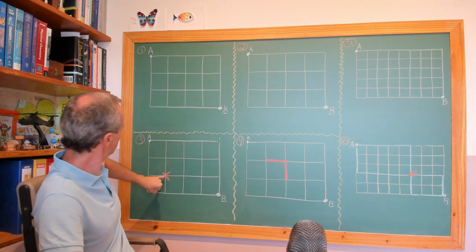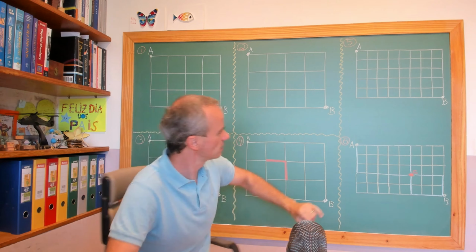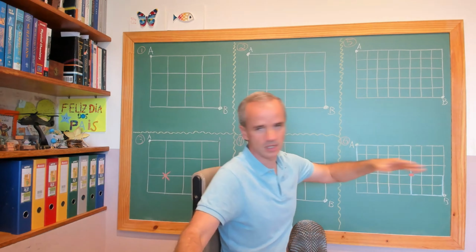How many ways are there to go from A to B in some different situations? You see, in here it's forbidden to cross this. Here you are obliged to go into this path. This one you have to go through C, and so on.